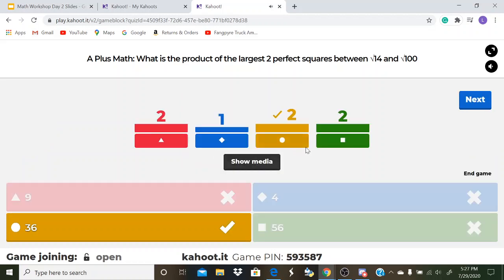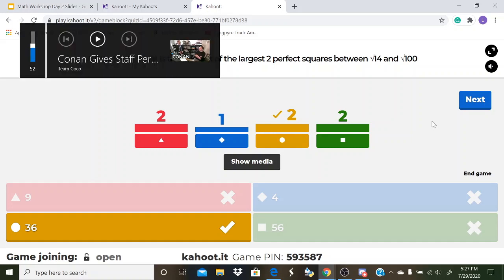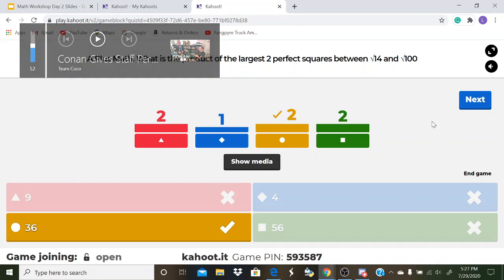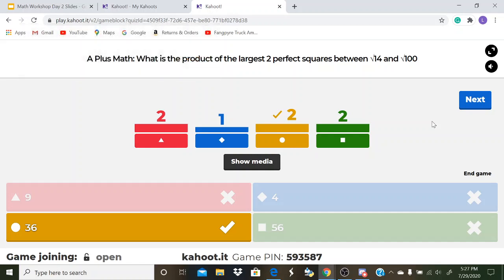Avi, you want to explain this one? Okay. So what this problem is asking is to find the two perfect squares between the square root of 14 and the square root of 100. So what you first would want to do is take the square root of 100, which is 10, and then the square root of 14.